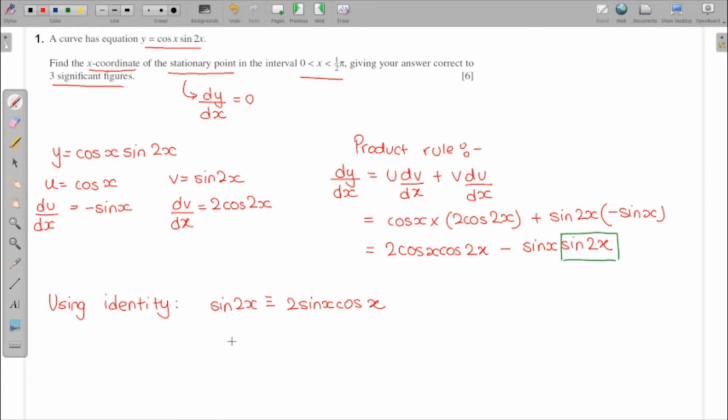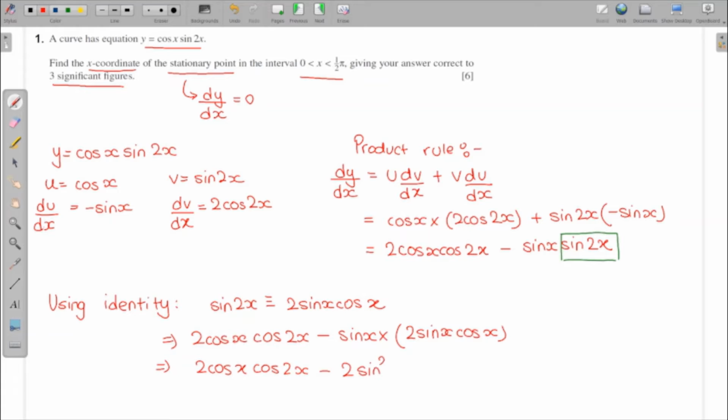So this will become 2 cos x cos 2x minus sine x into, instead of writing sine 2x, we are going to write 2 sine x cos x. So this can be written as 2 cos x cos 2x minus 2 sine square x, because sine x into sine x into cos x.